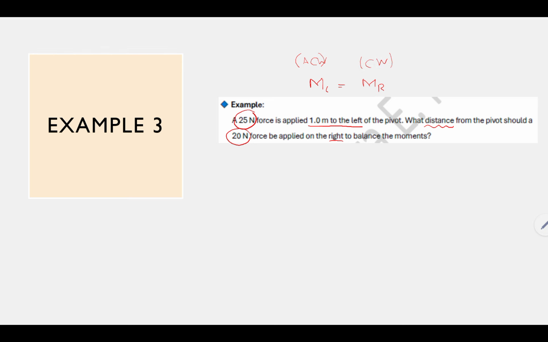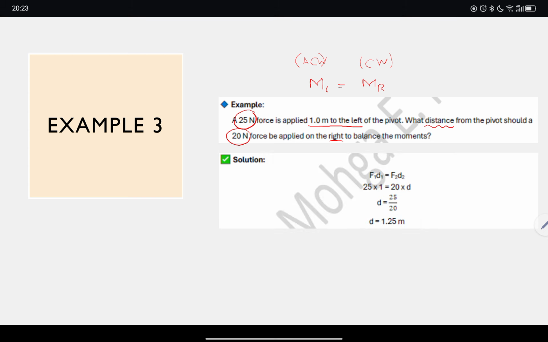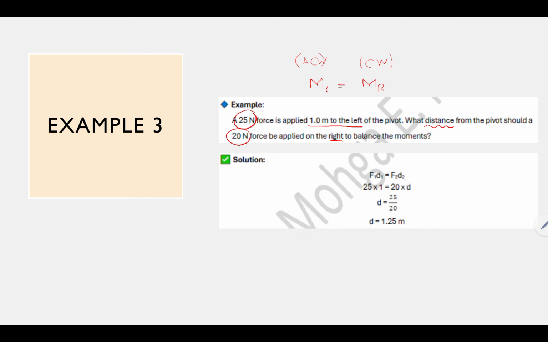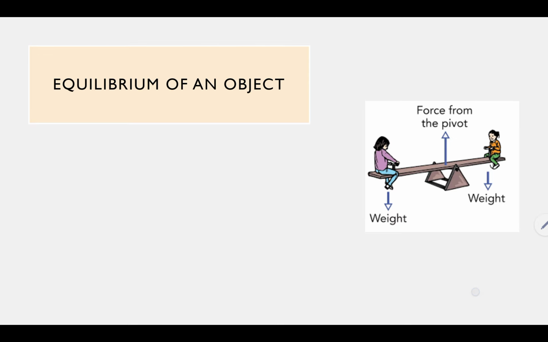So the moment on the left is 25 times 1, and the moment on the right is 20 times d, because we're trying to find the distance. We do not want the 20 next to my d, so it's going to go down. So d will be 25 over 20, giving 1.25 meters.